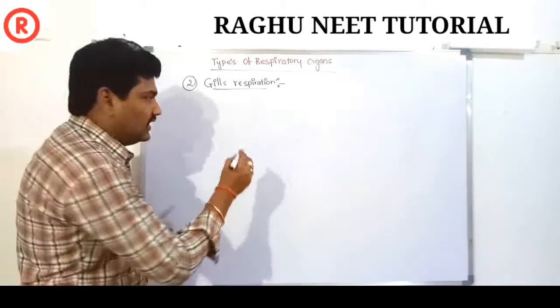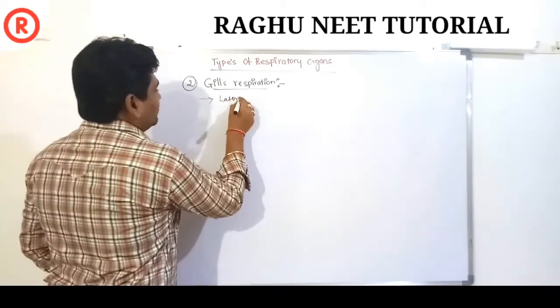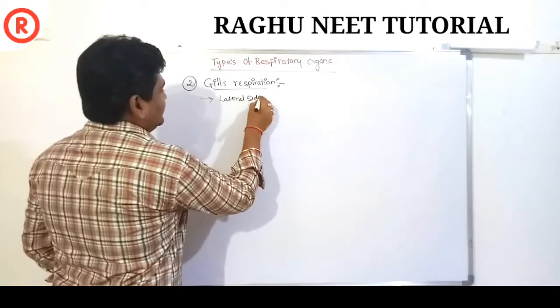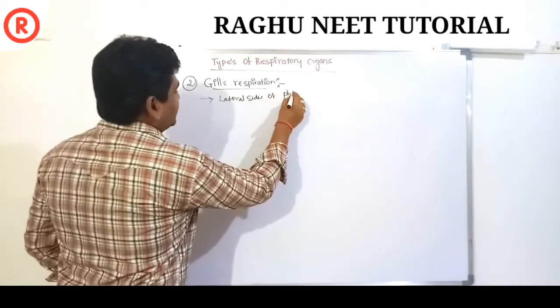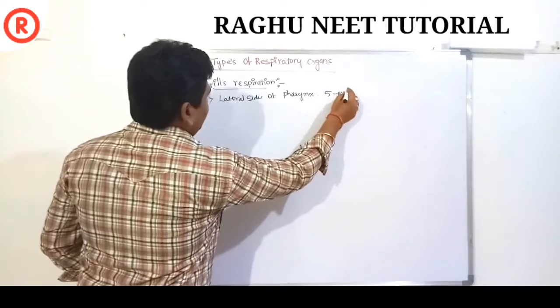So these are located on the lateral sides of the pharynx. These are 5 paired in number.